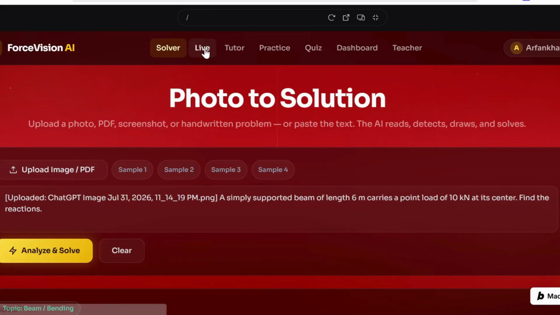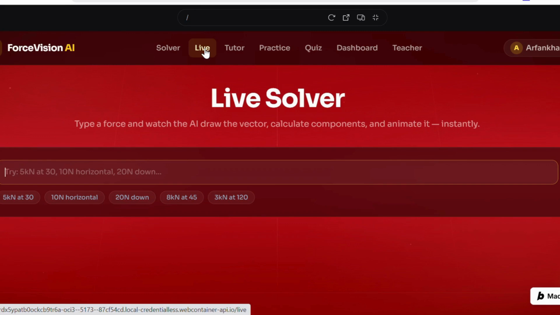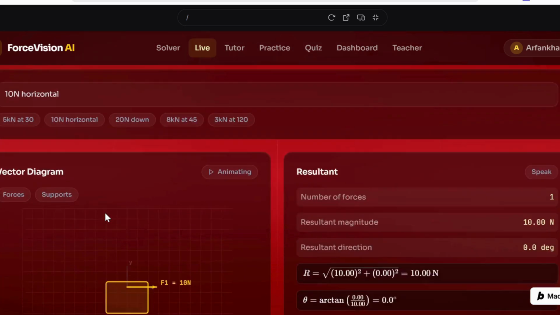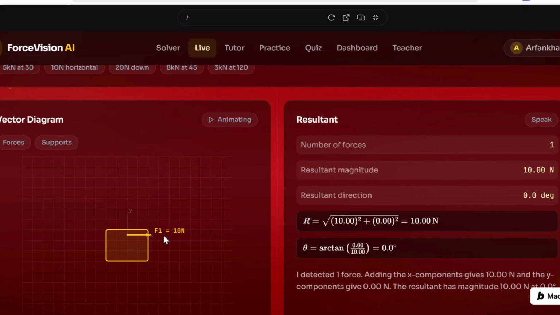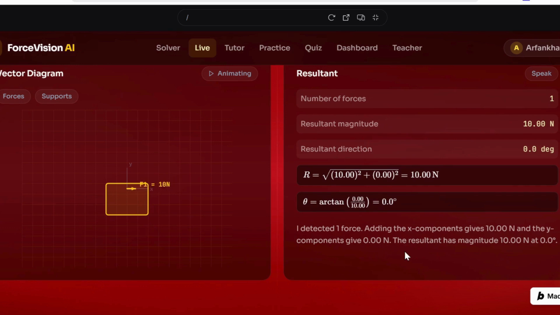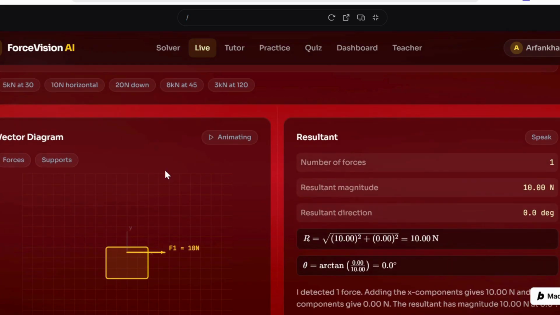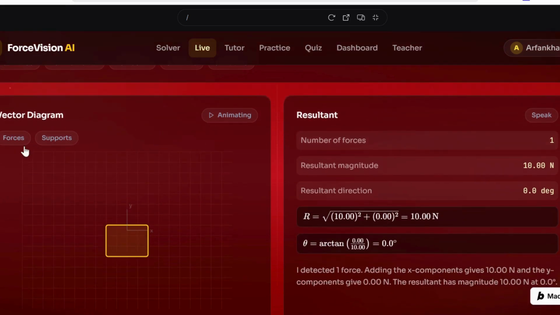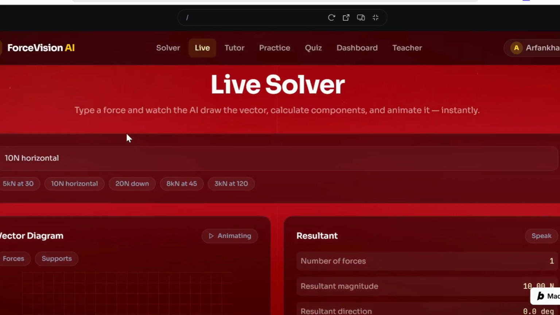So we are going to explore the next option, which is live. You can ask any questions in this. For example, I'm going to give 10 N at horizontal and the result was generated and the animation video was generated. As you can see, force was going from left to right and R is 10 N only. As you can see, supports and forces. If we give forces, it will disable, and if supports is not given in this particular problem, you have typed.